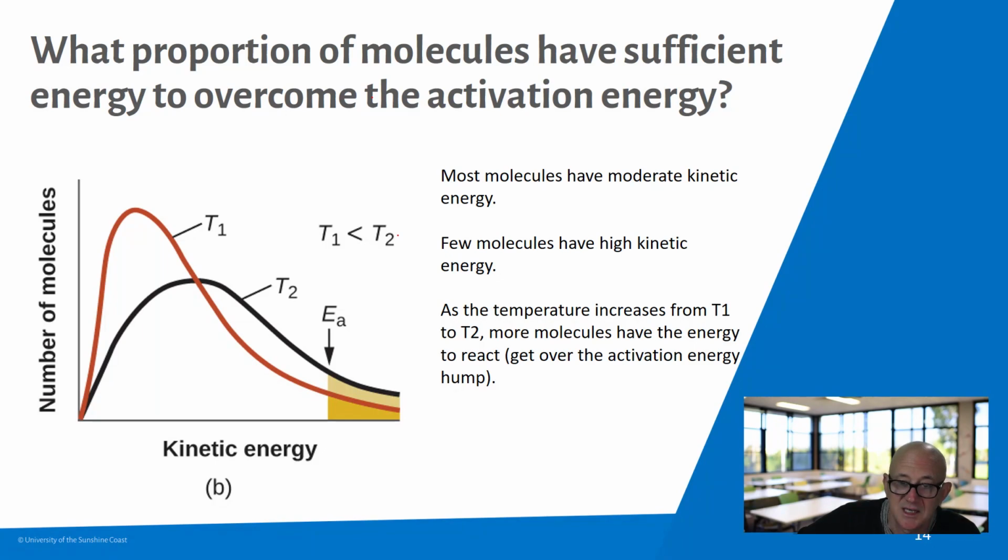Now in the case of T1, I hope you can notice that there's a shaded region there which changes when you go to T2. With T2 higher, this curve gets squashed down a little bit, and the proportion of molecules that have more than the activation energy is increased. Roughly you could say it's about double the proportion of molecules. So the temperature's gone up sufficiently that there are quite a lot more molecules that have that activation energy, so the reaction can proceed.